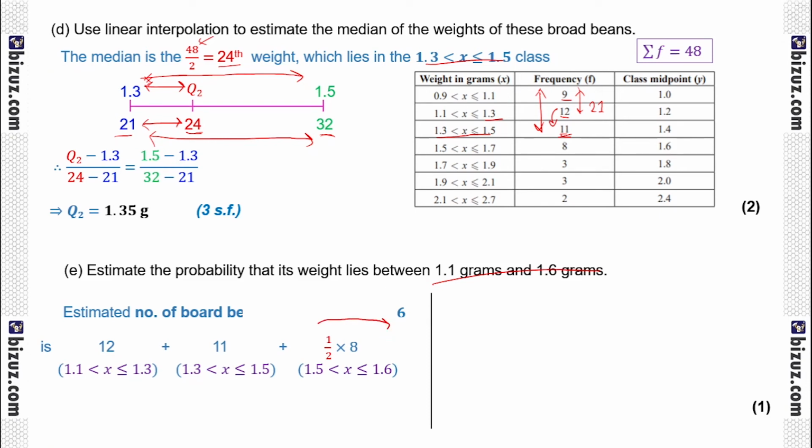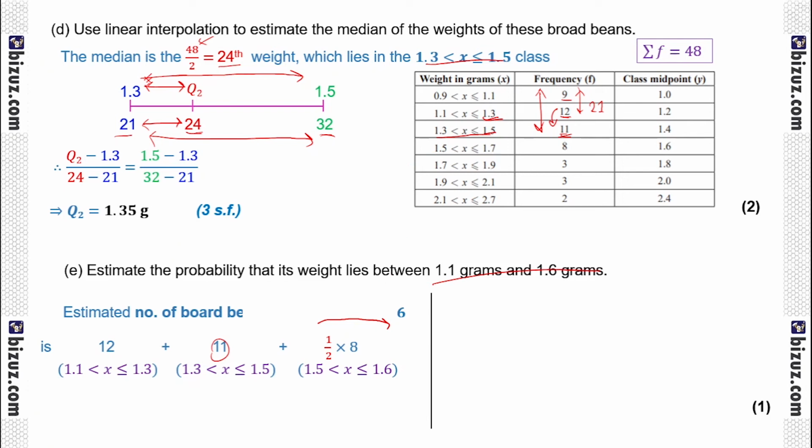Even if either of the points is in the middle of a class, we need to scale it accordingly. We cannot take the whole class. This is what I mean, I'll show in a bit. From 1.1 you can go up to 1.3 first, and then you have 12 data points there. Then from 1.3 you can go up to 1.5, and you have 11 more data points there.